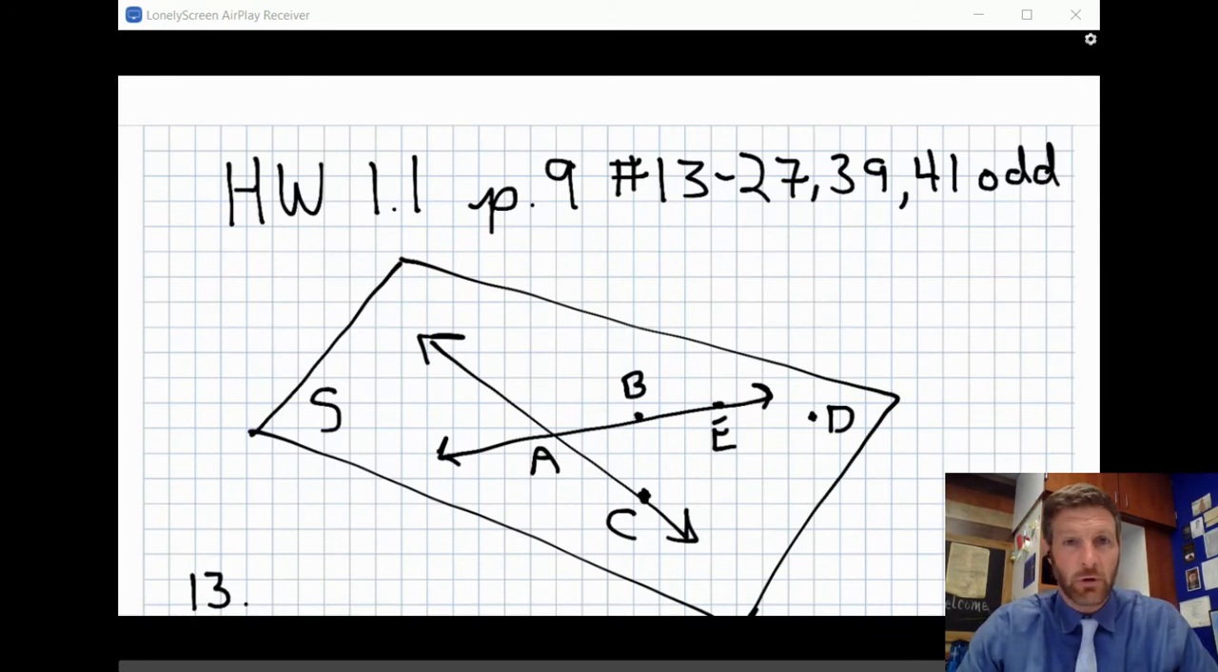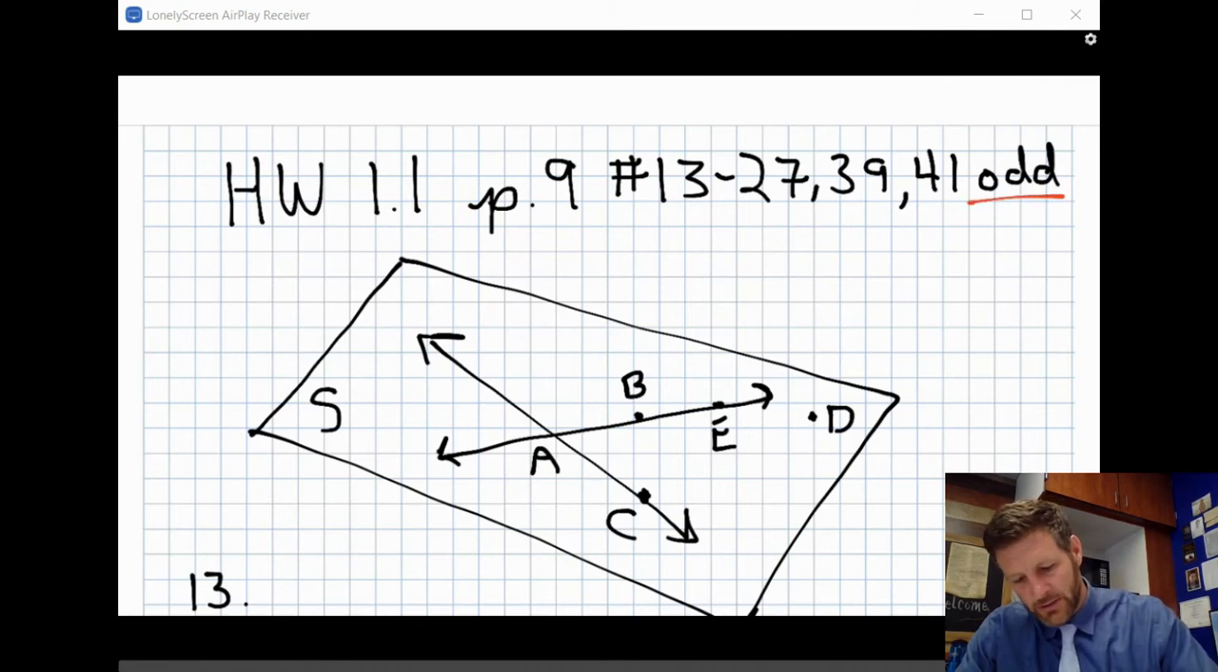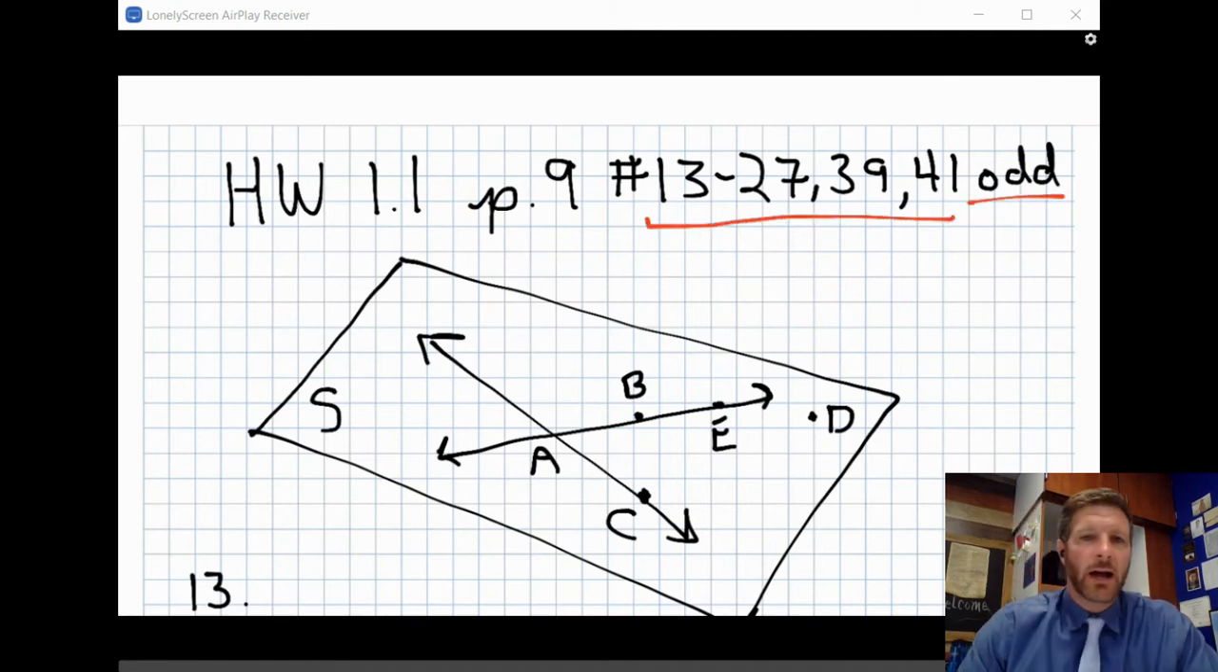If you're in your comp book, this would go right underneath your homework 1.1 notes. Then you just rewrite homework 1.1 exercises, or you could just write exercises. Here we go: page 9, 13 through 27, 39, 41, odd. The odd always applies to the entire assignment, so in other words, these are all odd. If for some reason I do give you an even problem, that'll be clear.